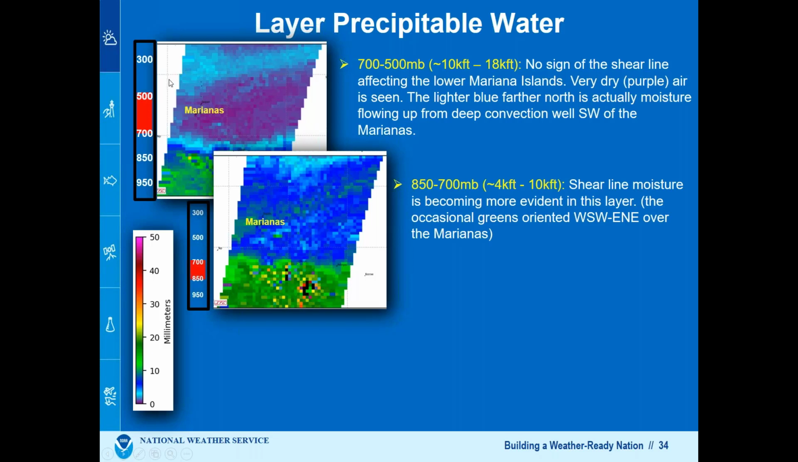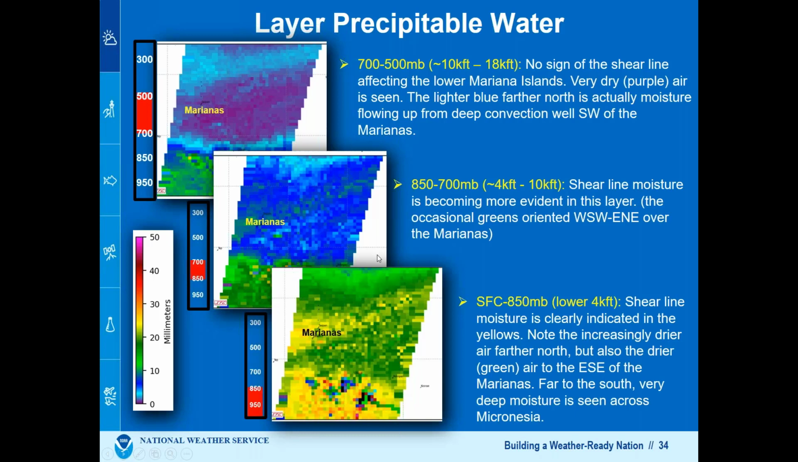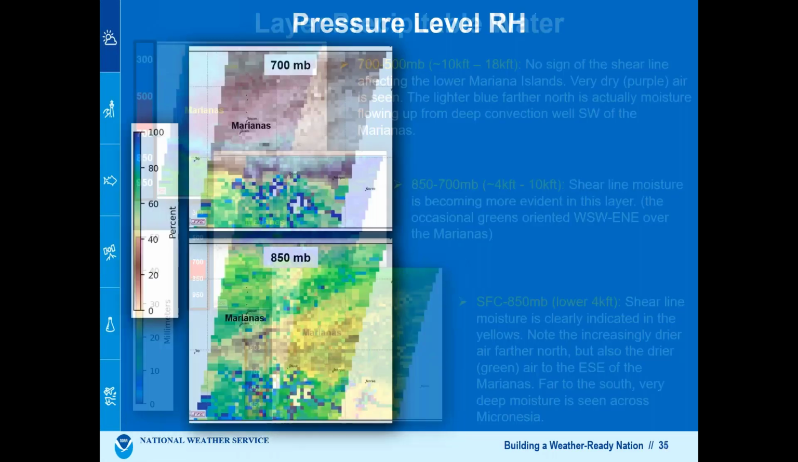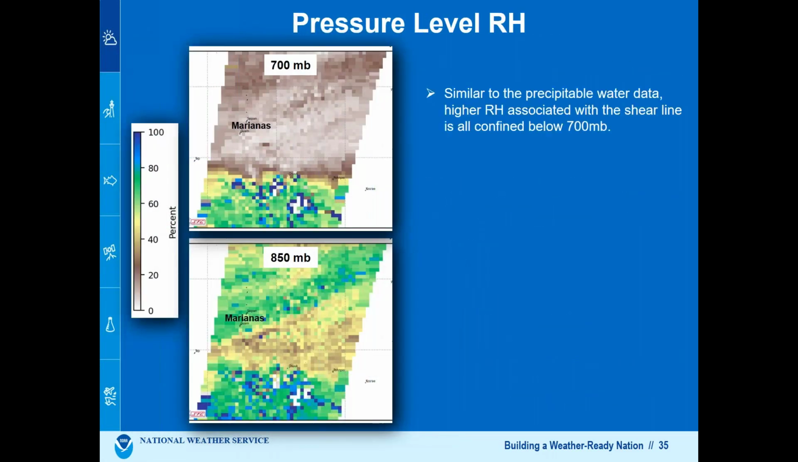That's actually some moisture lofting up from deep convection farther to the southwest. It's just streaming up, and it's farther north of the shear line. And then finally, in the very shallowest layer, we definitely see the effects of the moisture with that shear line, at the surface to 850 millibars, roughly the lower 4,000 feet. And then when we look at the relative humidities, not much change to what we should expect looking at the PWATs. You see at 700 millibars, no real sign of the shear line. It's all below 700 millibars. This is a very shallow feature and we would not expect to see thunderstorms.